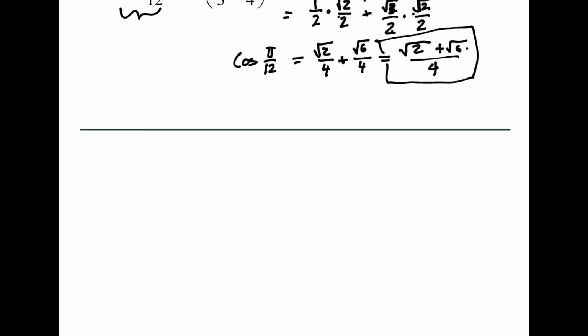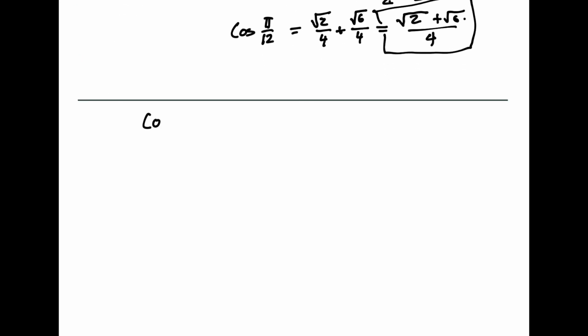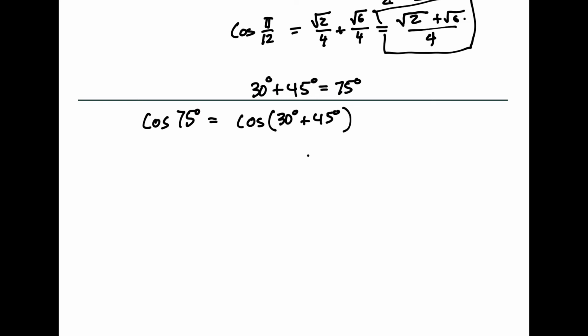Let's try a different one. I'm going to do the cosine of 75 degrees, and I have it in degrees now, but knowing that 30 plus 45 is 75. So I'm going to write this as a sum, 30 plus 45. And now we can use the sum formula of cosine.